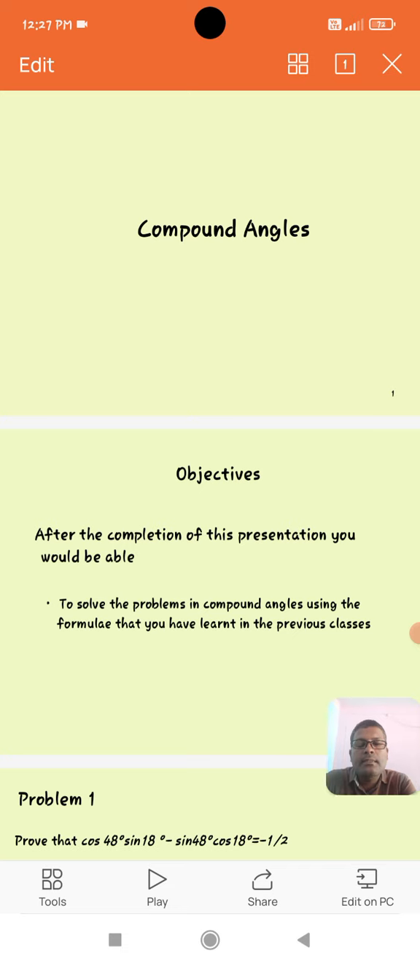Last class we discussed the compound angles definition and the formulas of sine of a plus b, cos of a plus b, sine of a minus b, cos of a minus b, tan of a plus b, tan of a minus b, cot of a plus b, cot of a minus b, and also sine of a plus b into sine of a minus b, cos of a plus b into cos of a minus b. Those are the formulas discussed in the last class.